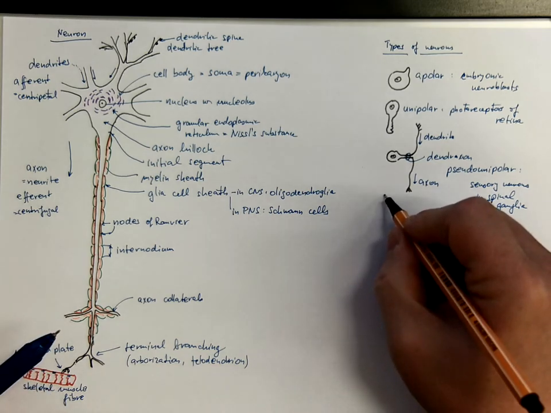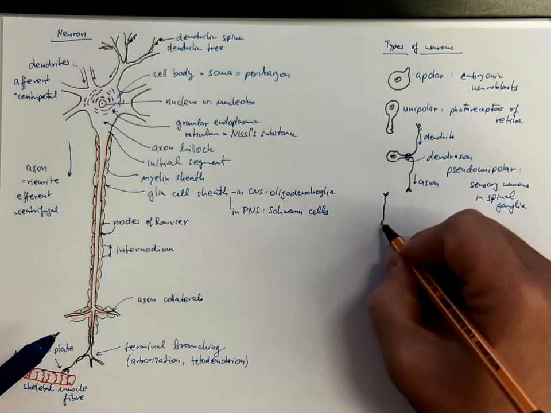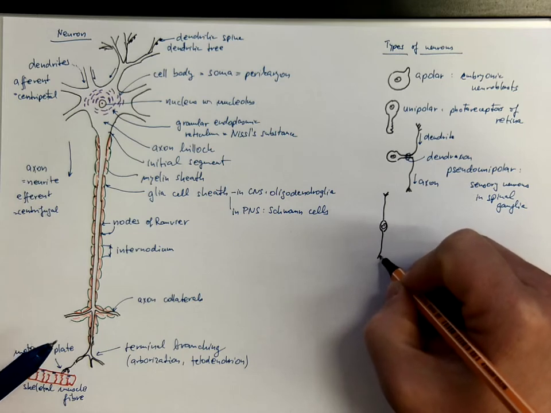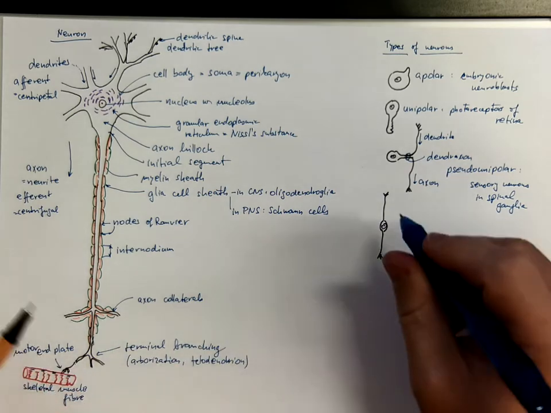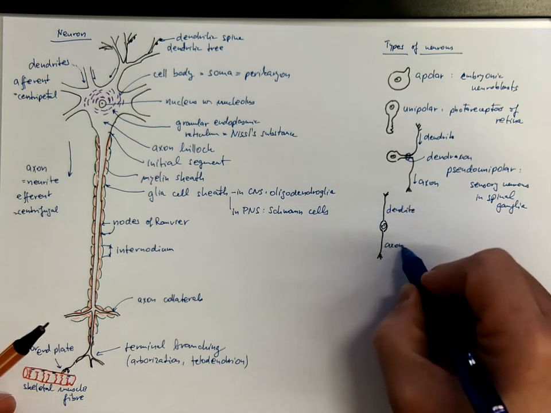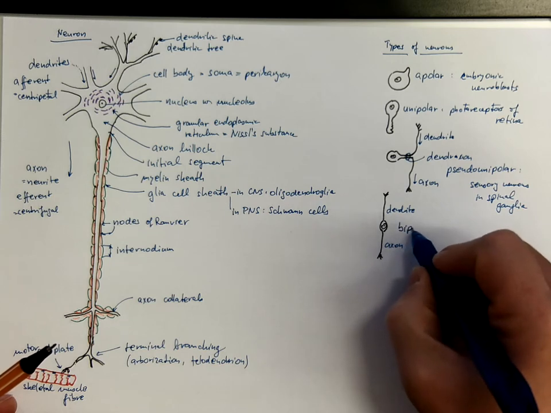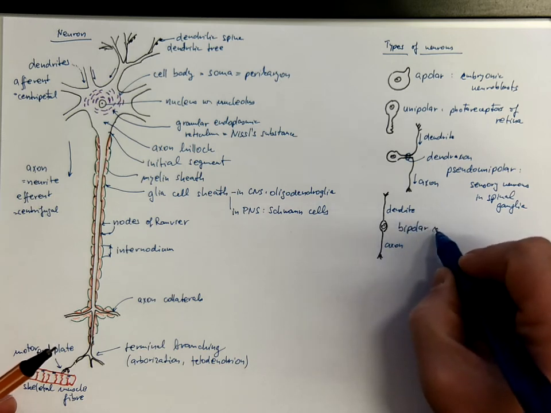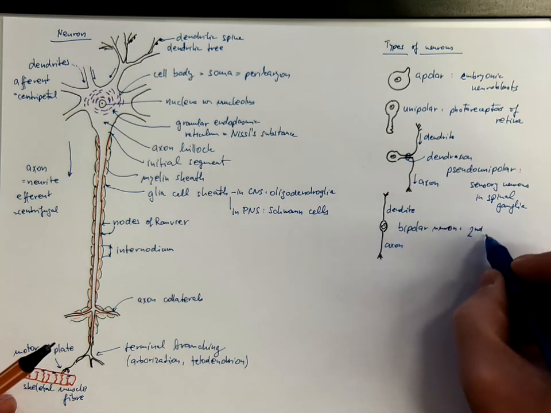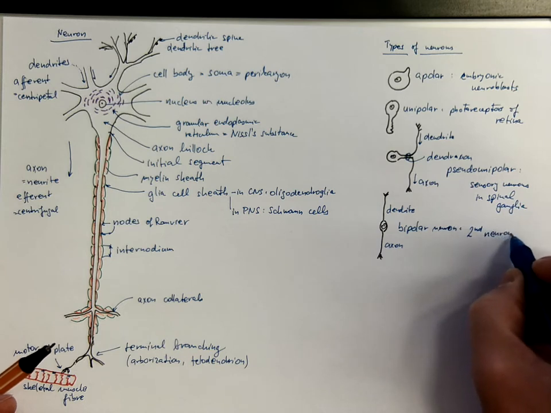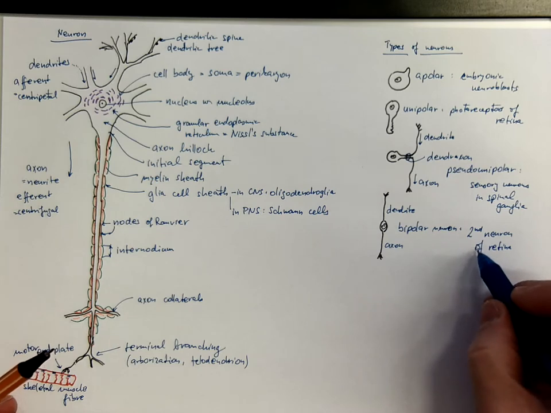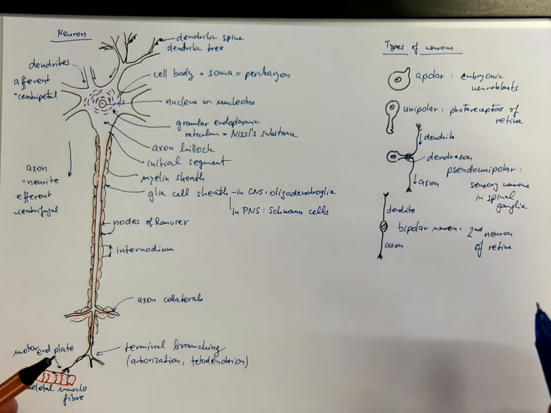Other neurons have a dendrite running towards the cell body, which gives rise to an axon. This is called bipolar neuron. And again, an example for this would be the second neuron of retina, so the one that takes the information from the photoreceptors.